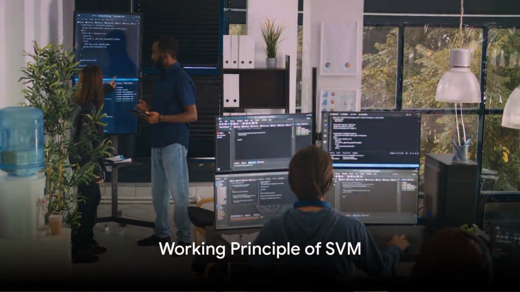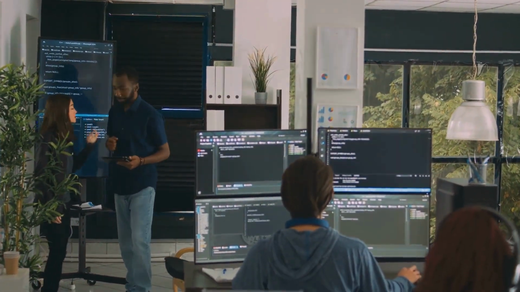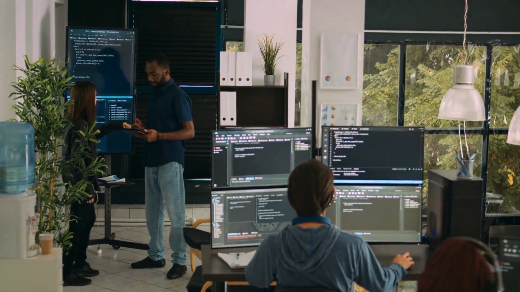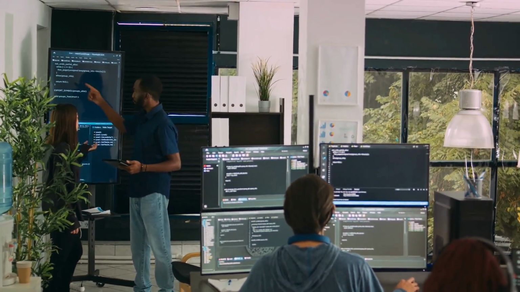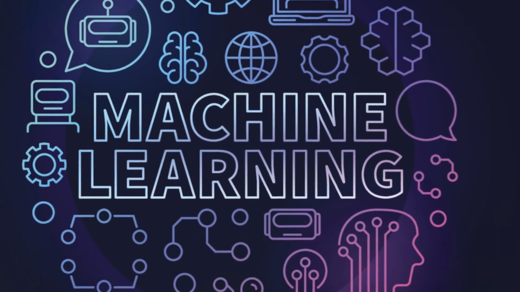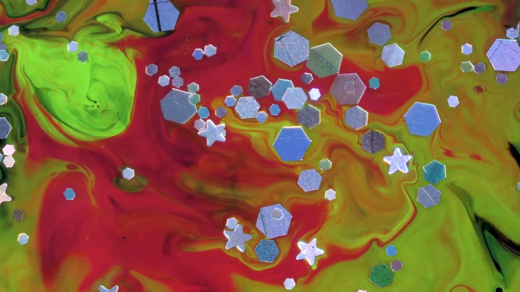SVM works by finding the hyperplane that best divides the dataset into classes. Picture a space with scattered points of two different colors. Now imagine a flat surface that separates these points based on their colors. This surface, my friends, is our hyperplane. But of course, there could be multiple hyperplanes capable of achieving this task. So how does SVM choose the best one?